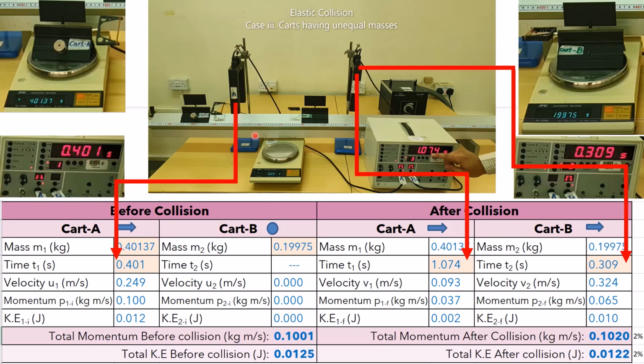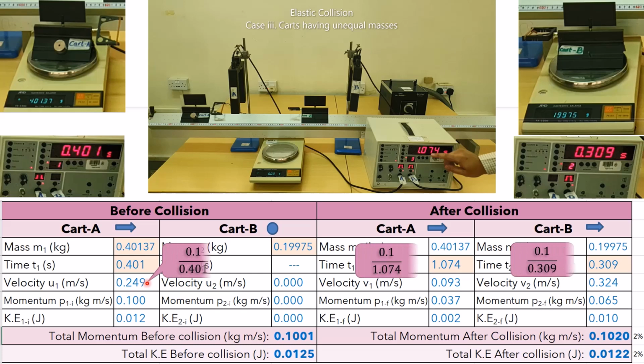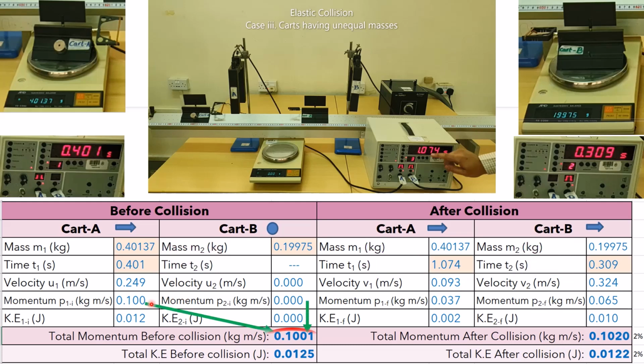So this is the reading given by photo gate A. And these are the 2 readings given by photo gate B. Now let's compute the velocities. Simply the length of the flag divided by the time of obscuration. Like this, all the 3 velocities. Then the momenta. So let's verify the law of conservation of momentum.